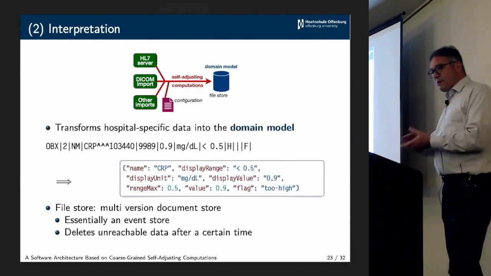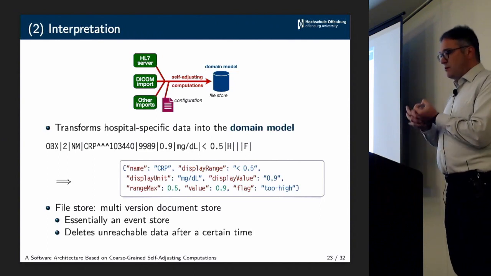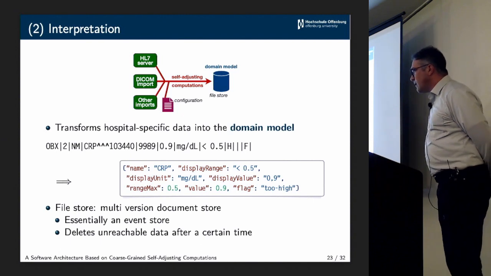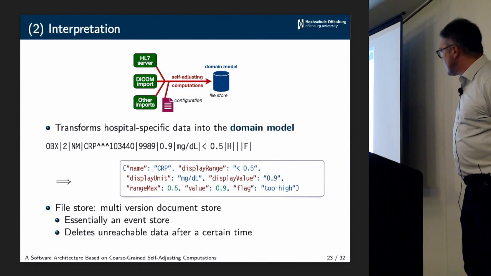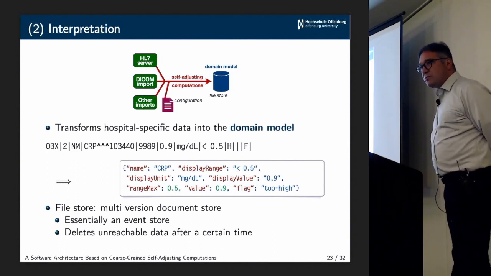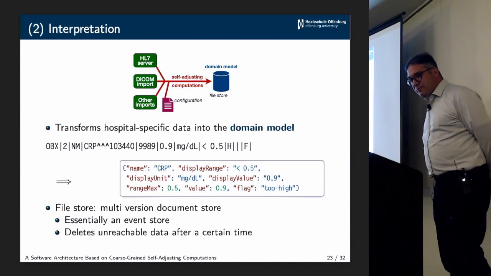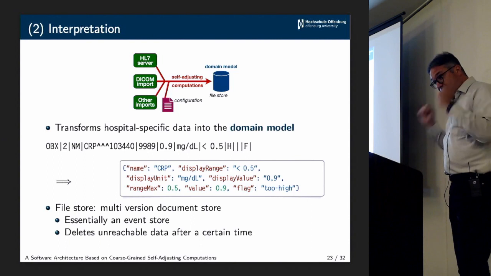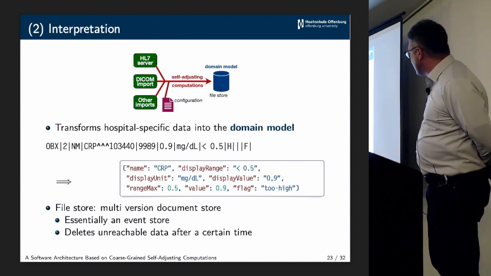The next step is then interpretation. The purpose of the interpretation is to bring hospital-specific data formats into our domain model. You could now say, why does every hospital have its specific data format? Well, I don't know, but that's the case. Essentially, all data formats contain the same kind of data, but it's different. And that's why we bring it here into our domain model.